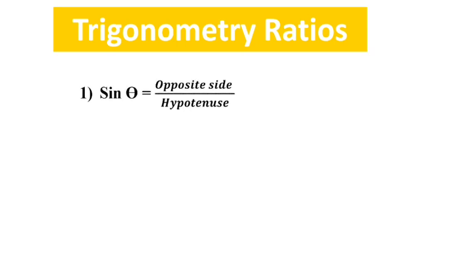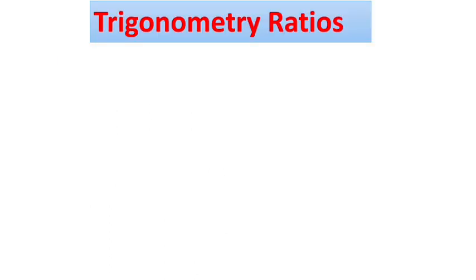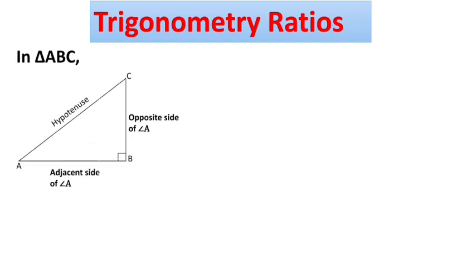Trigonometric ratios are sin theta, whose formula is opposite side upon hypotenuse; cos theta equals adjacent side upon hypotenuse; tan theta equals opposite side upon adjacent side. So these three ratios we are going to use in this exercise. Children, trigonometric ratios in triangle ABC: if you see in the figure, triangle ABC is a right angle triangle, angle B is 90 degrees. So the side opposite to 90 degrees is always the hypotenuse.